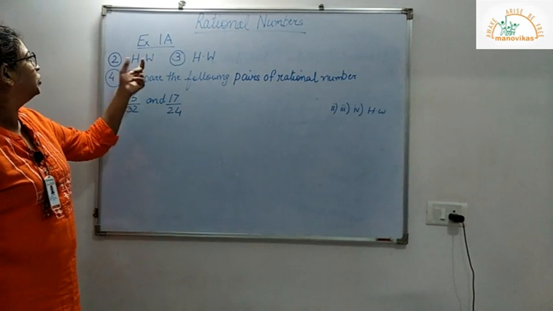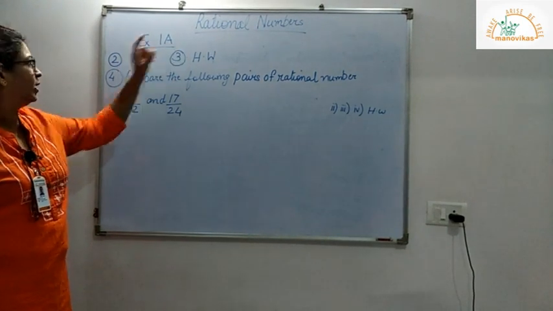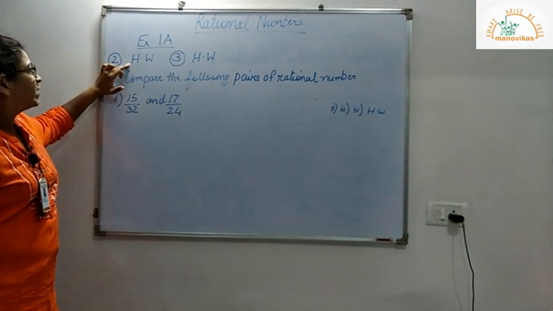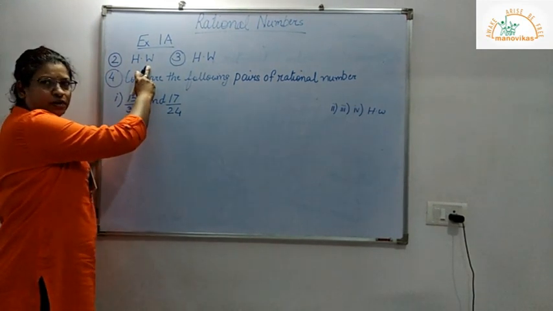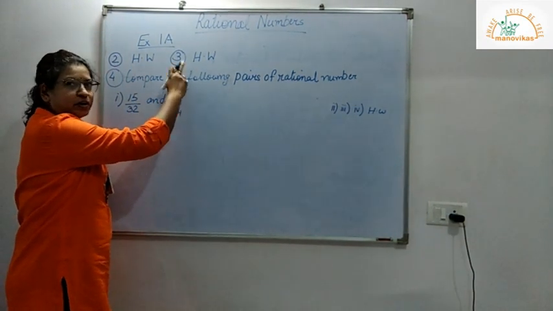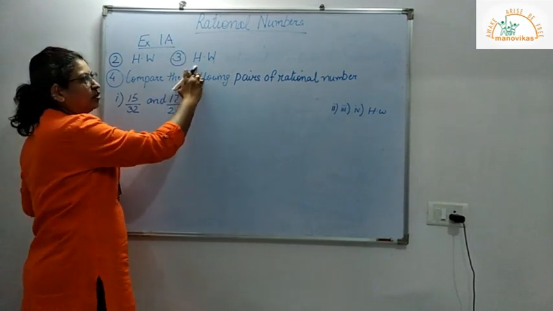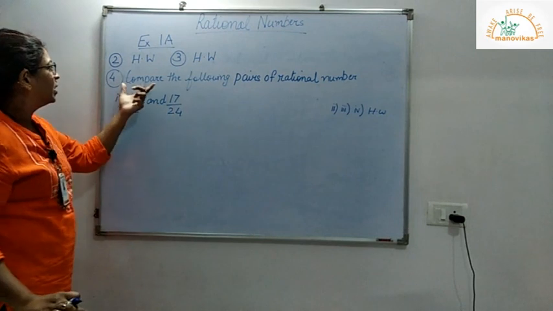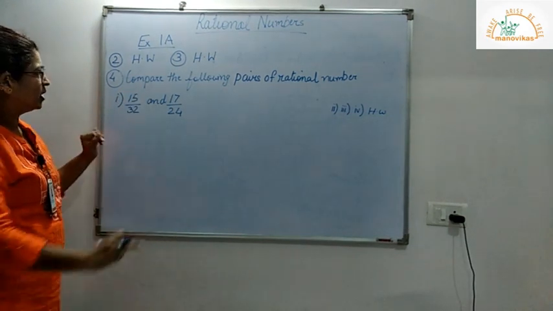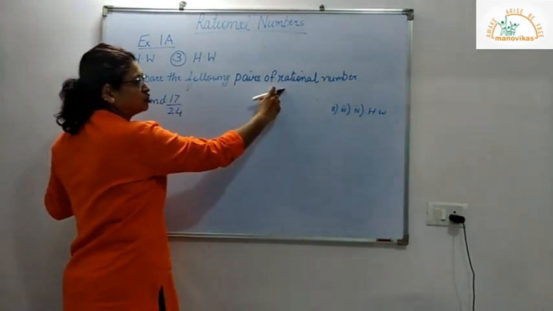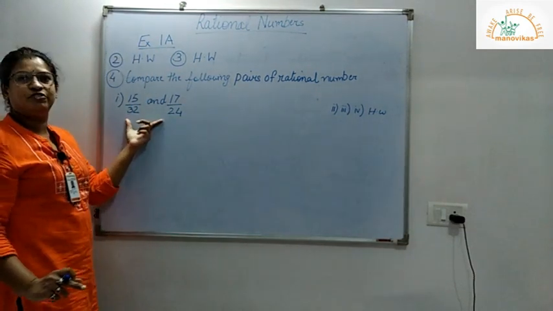Okay, now we continue with Exercise 1A. The second sum, you can do for homework. The third sum is to find the standard form, which we have already done. You can continue with the sums for homework. Now we move on to the fourth sum, that is compare the following pairs of rational numbers. I have taken the first sum.